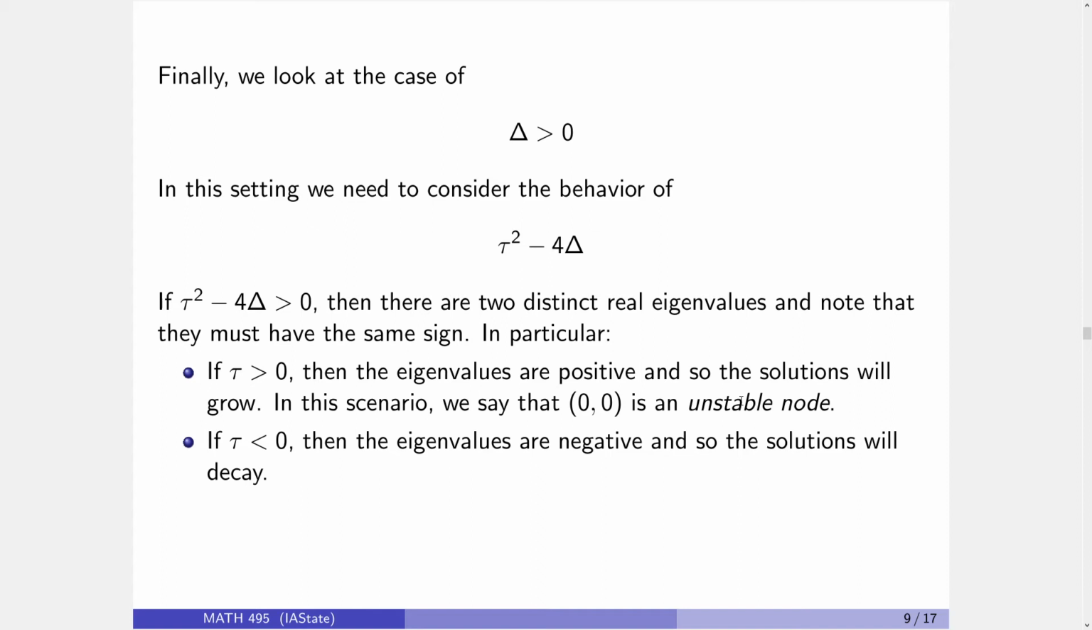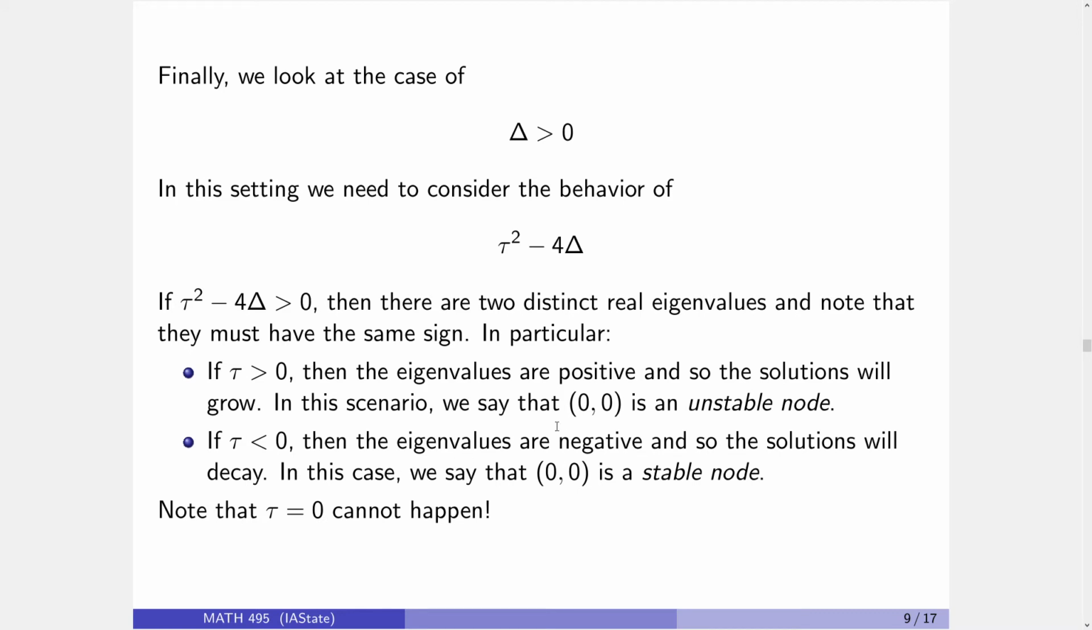Alright, so if tau is negative, then it's got to be that the eigenvalues themselves are also negative. So again, remember their sum is equal to tau, and if that has gone negative, it's got to be that they're both negative. They have to have the same sign in order for this to work, and if they were both positive, that can't happen. So it's got to be that they're both negative in the case when tau is less than zero, so the eigenvalues are negative, and then the solutions decay.